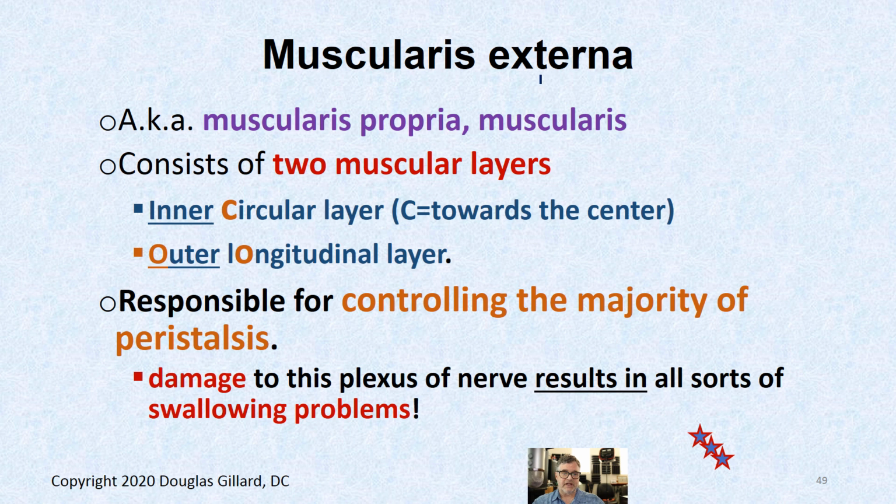Muscularis externa, that's the meaty muscular layer of the esophageal wall, as we already said. It contains circular muscles. C means toward the center. And it contains an outer layer, the longitudinal. The O in longitudinal means outer. It's easier to remember circular is toward the center. It's part of the enteric nervous system. It's mainly responsible for controlling peristalsis, for pushing that bolus of food from your laryngopharynx all the way down and dropping it into the stomach.